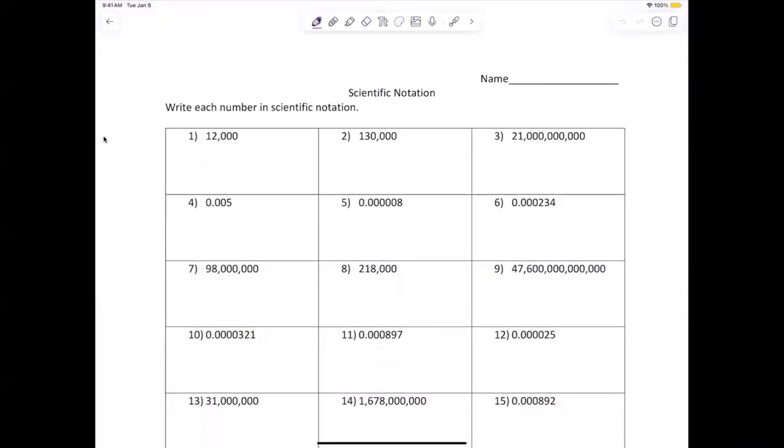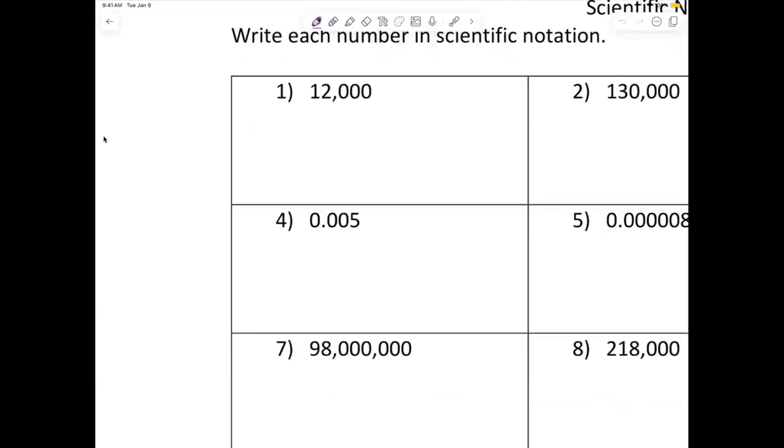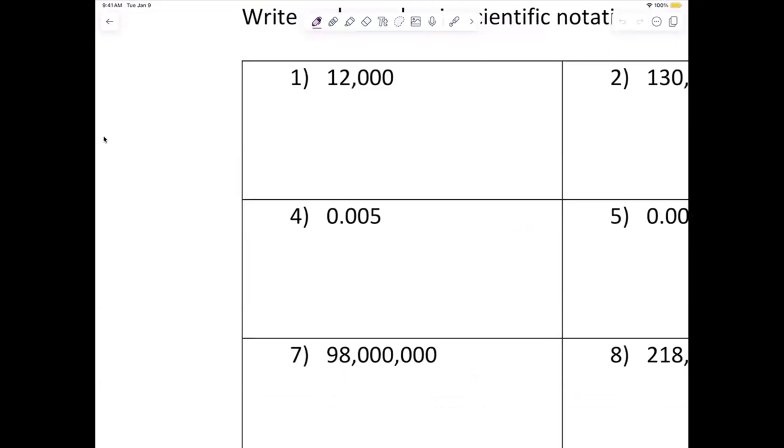All right, so for example, number one, 12,000. So we don't have to write all the zeros out. Now, relatively speaking, 12,000 is not that big of a number, but it still can be written in scientific notation. So I need everybody to understand the decimal for 12,000 is at the end. I think everybody knows that.